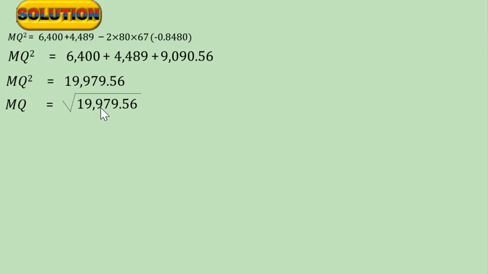Please use your calculator now. If you use calculator to evaluate that, you are going to discover that MQ will be equal to, what do you have in your calculator? 141.3 kilometer. That is to 4 significant figure. So therefore, we write that as our answer here. So that will give me 141 kilometer to 3 significant figure. We drop this because it's less than 5. So that gives us the answer.